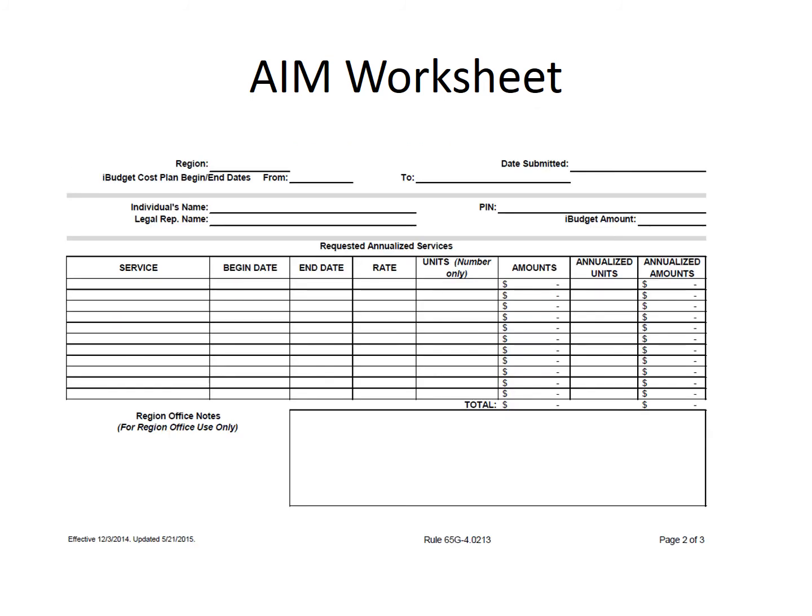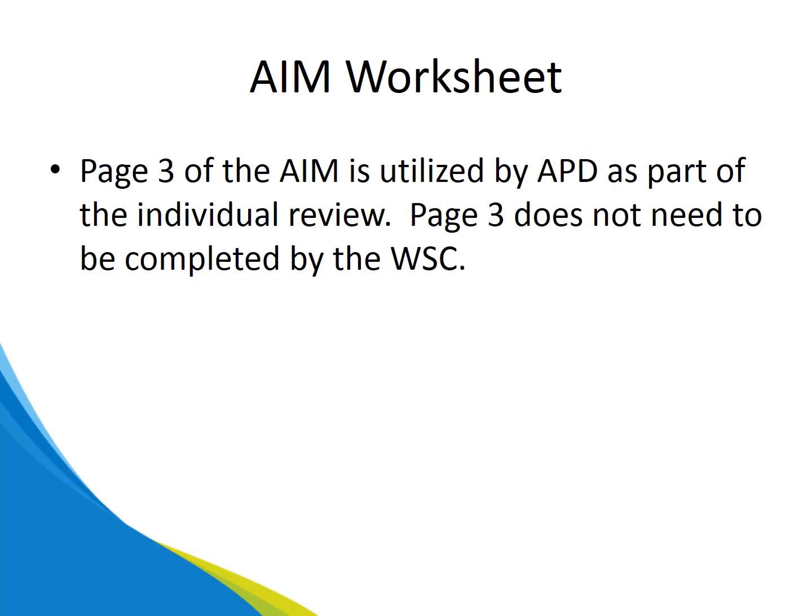On page 2 of the AIM worksheet, the WSC documents the services requested. The WSC must identify the services, begin dates, end dates, rates, units, and annualized units. The amounts and annualized amounts will calculate automatically. The WSC must ensure that all past, current, and future services within the fiscal year are prorated accordingly. Page 3. The AIM is utilized by APD as part of the individual review. Page 3 does not need to be completed by the WSC.